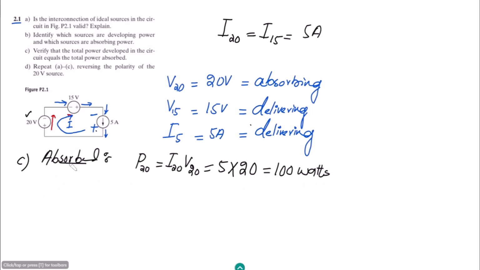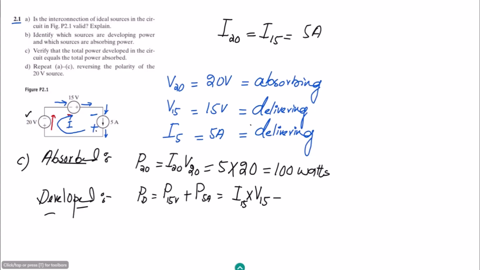Okay, similarly the other one is the developed power. So let me write here about the developed power. So what is the developed power? The total developed power is the power developed by this 15 volt source plus this 5 ampere source. So the power developed by this 15 volt source is I15 multiplied by V15, plus the power developed by this current source, which is I5 multiplied by V5.